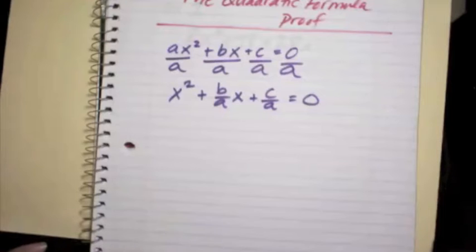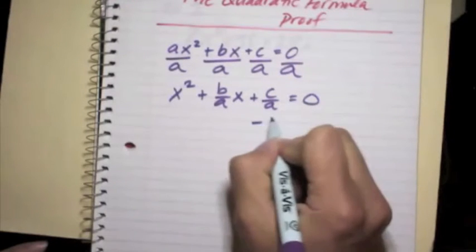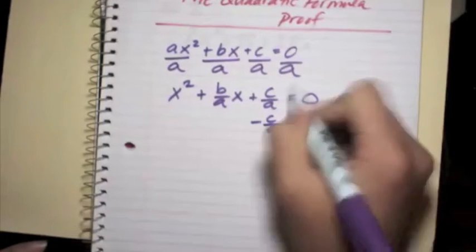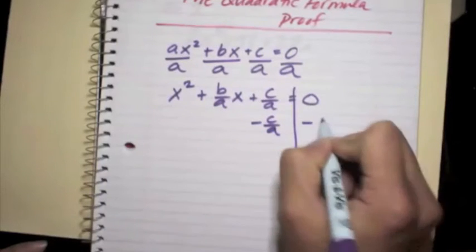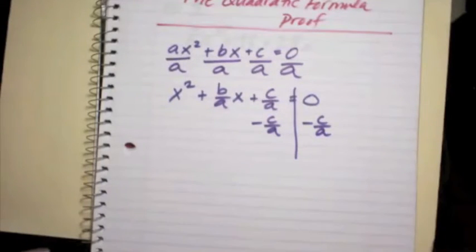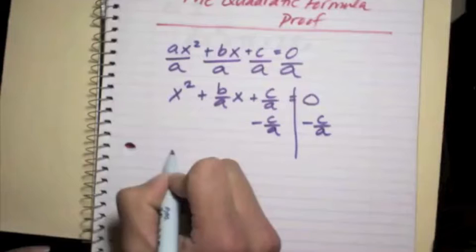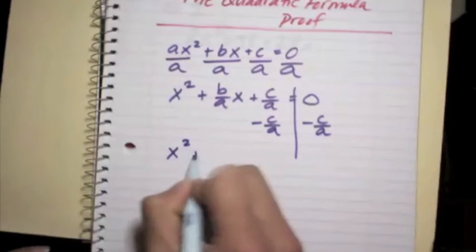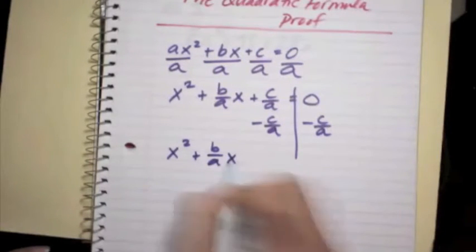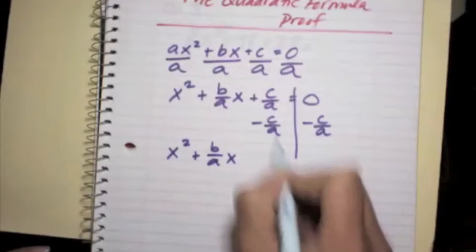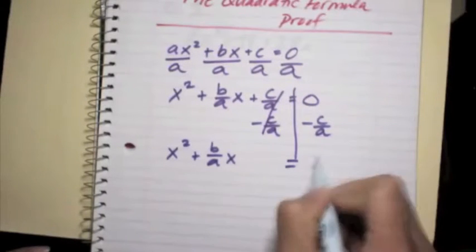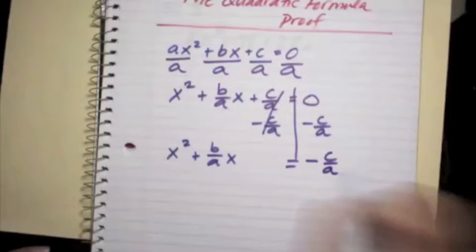What I'm going to do next is get all the x's to one side and everything else on the other side. So I'm going to subtract c over a, and if I subtract c over a here, I'm going to subtract c over a here. What that leaves us with is x squared plus b over a x, and this cancels out, so I will have on the other side negative c over a.